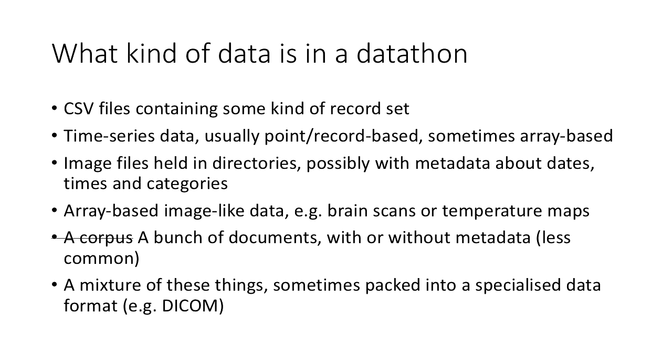Could be time series data. Might have images in directories, usually where you know something about those images. Array-based image-like data, where the actual pixel values have some kind of semantic meaning, like a measurement or something like that. But basically, you can largely treat them as images for the purposes of working with the data. A bunch of documents with or without metadata.